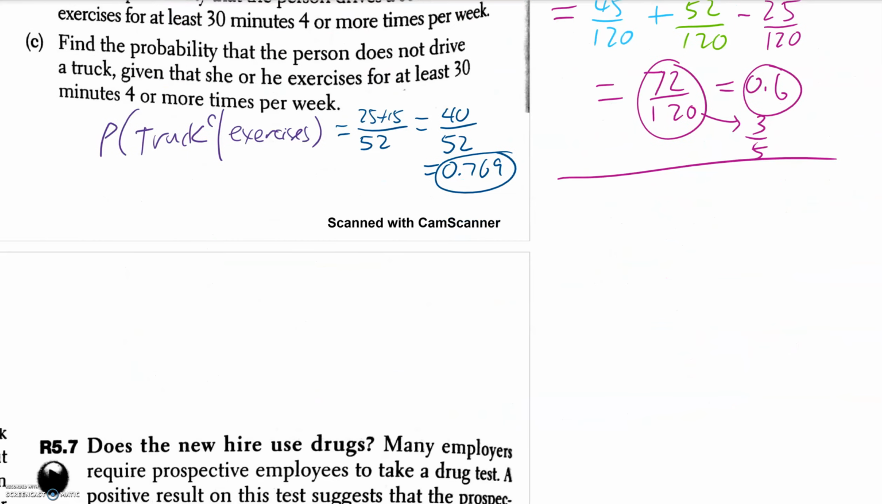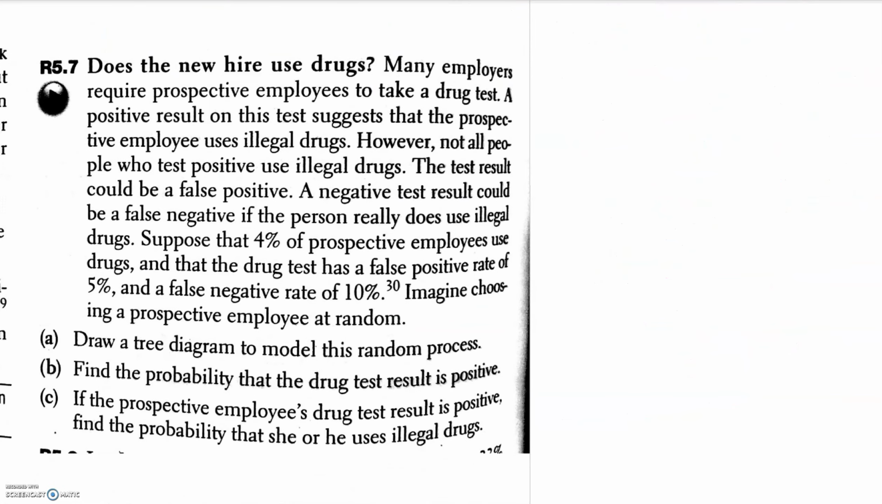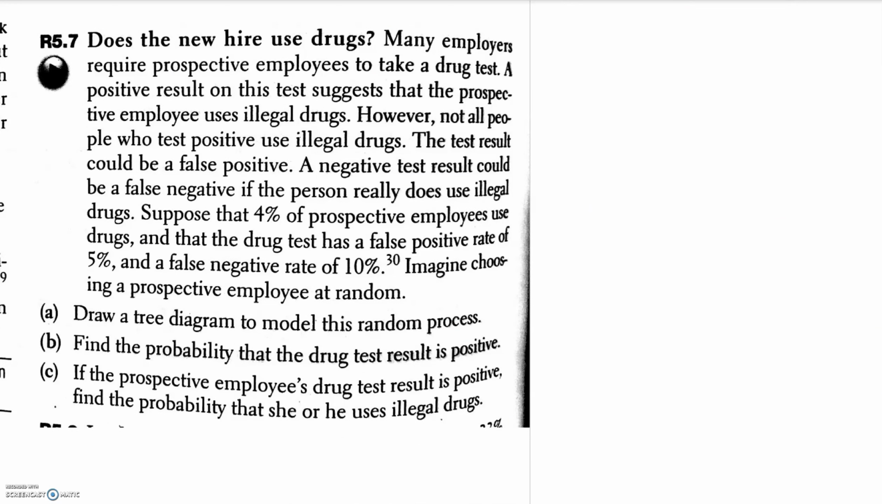Okay, moving on to the next question, number R57. Does the new hire use drugs? So let's see here. Many employers require prospective employees to take a drug test. A positive result on this test suggests that the prospective employee uses illegal drugs. However, not all people who test positive use illegal drugs. The test result could be a false positive. A negative test result could be a false negative if the person really does use illegal drugs. In other words, the test came back negative, and that's false because they really did use the illegal drugs.